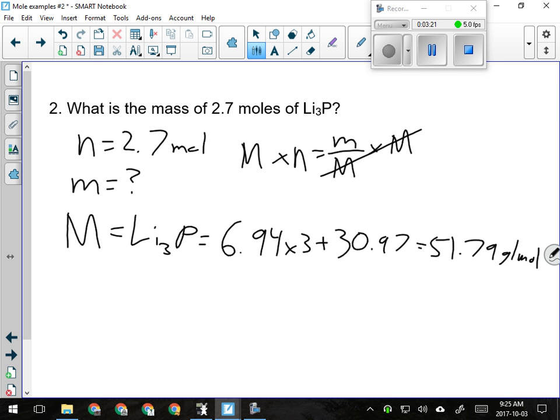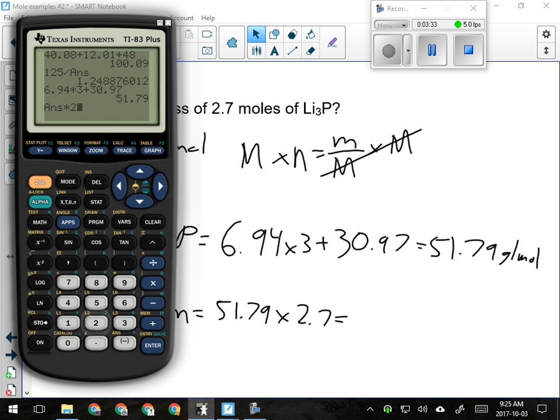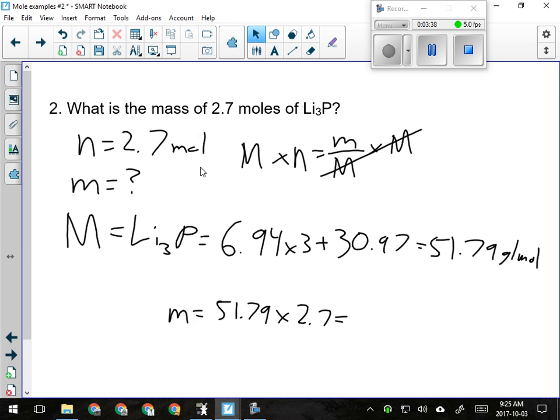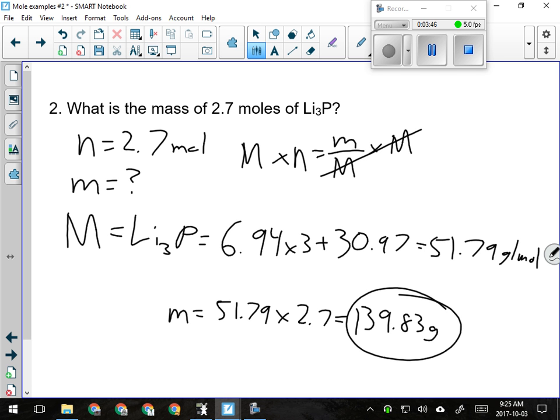So m is going to equal 51.79, big M, our molar mass, multiplied by the number of moles, n, which was 2.7. So we get 139.83 grams. So that would be a 4-mark question. 1 mark for your givens, 1 mark for your manipulation of the formula, 1 mark for plugging in the numbers, and 1 mark for your final answer.